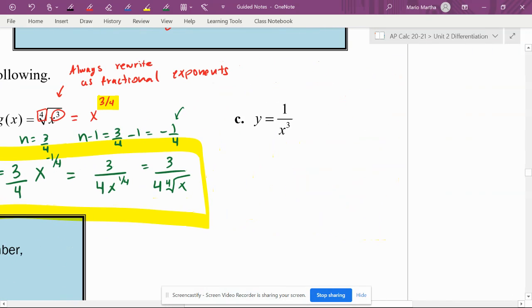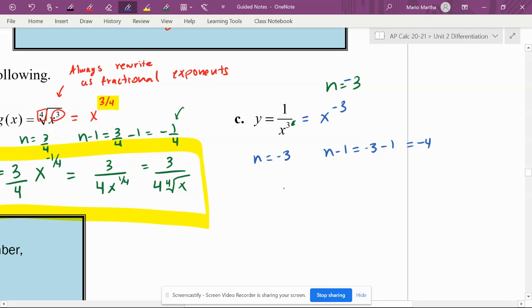All right. And then the next one now, if you notice here, we can't say that n is equal to 3, right? So be careful. Whenever you see a denominator, the exponent in the denominator, you want to make sure that you rewrite it as a negative. So this would be x to the negative 3. Now I can apply the power property or the power rule for derivatives, which would be n equals negative 3. And then over here, n minus 1 would be negative 3 minus 1, which is negative 4.